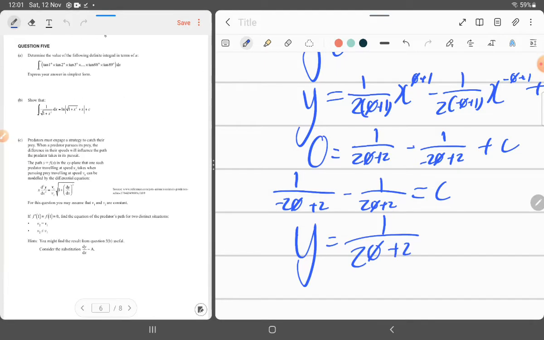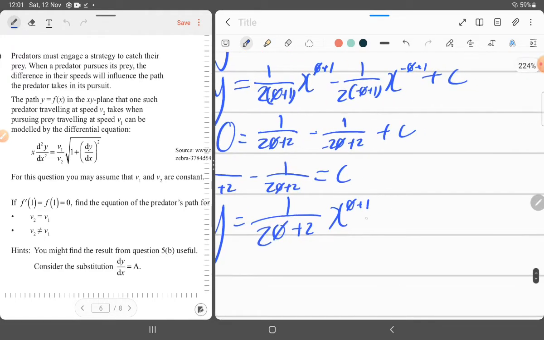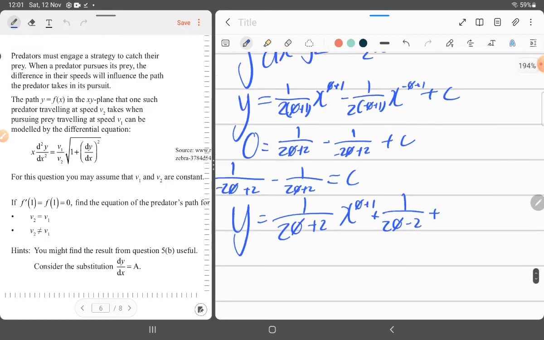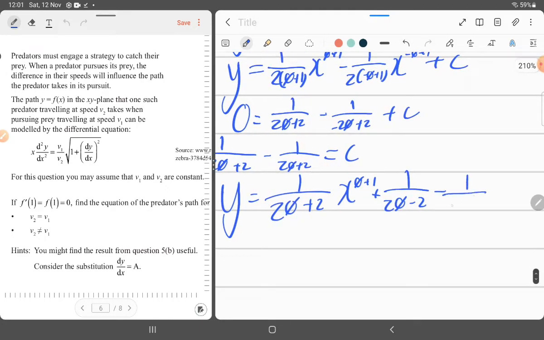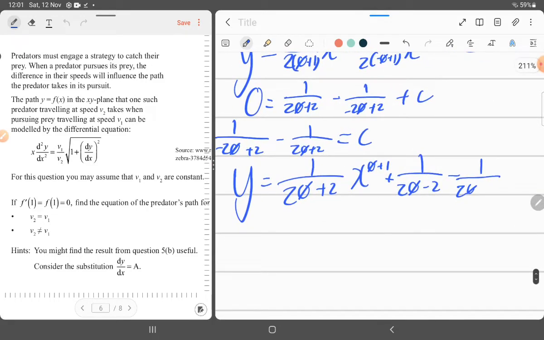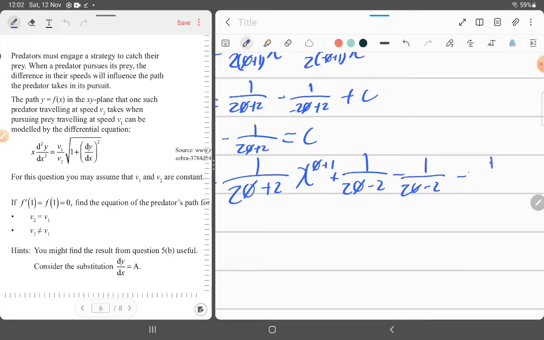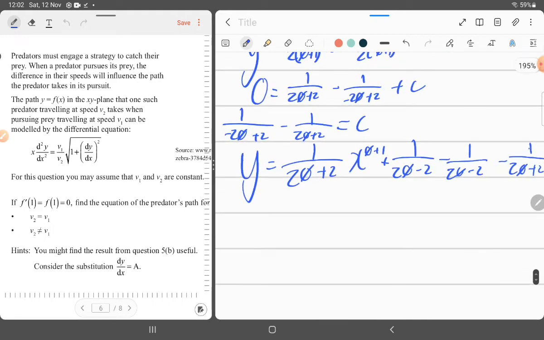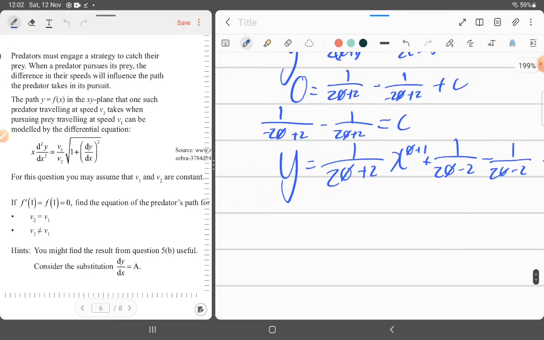Right, what happens? Do I need to give it over 2 phi plus 2 of x to the negative 2... actually I just equate to plus, take away 1 over 2 phi, take away 2, take away over 2 phi plus 2 is equal to x. Okay, so this is what happens if the constants are different.